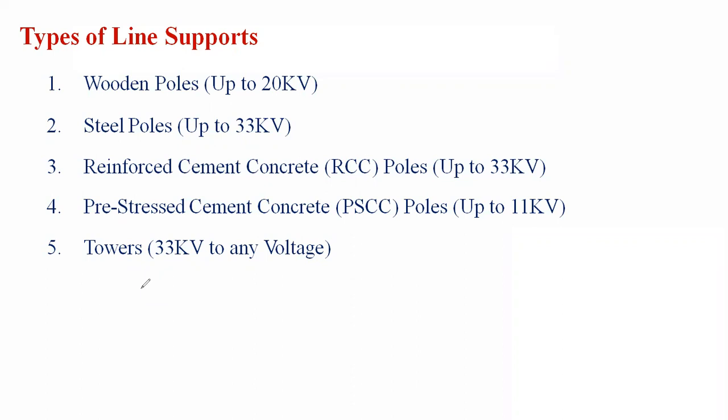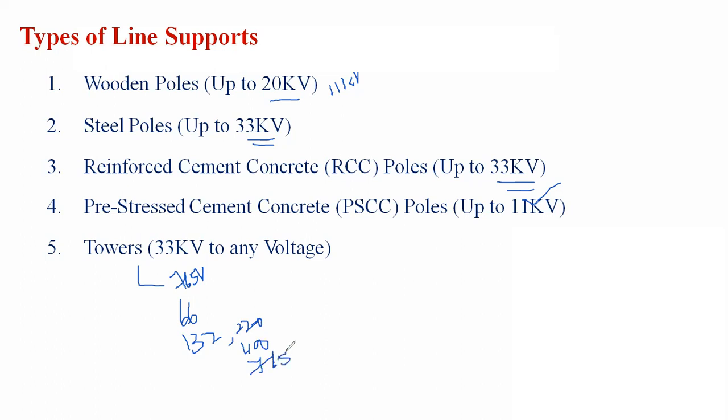And another one, in a longer transmission line, we can use higher operating voltage. In the wooden pole, we can use up to 20 kV, that is up to 11 kV. In the steel pole, up to 33 kV. RCC pole, up to 33 kV. And pre-stressed cement concrete pole, up to 11 kV. But in the towers, we can use up to 765 kV. That is from 33 kV up to 765 kV, that is 66 kV, 132 kV, 220, 400, and then 765 kV.